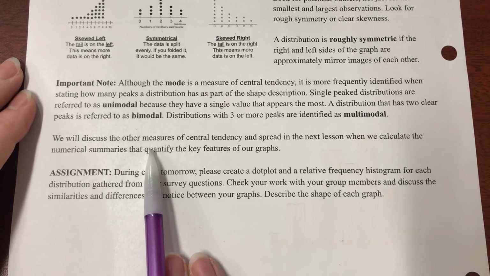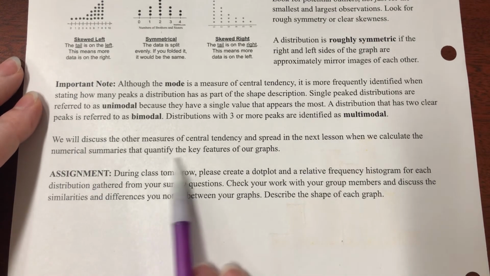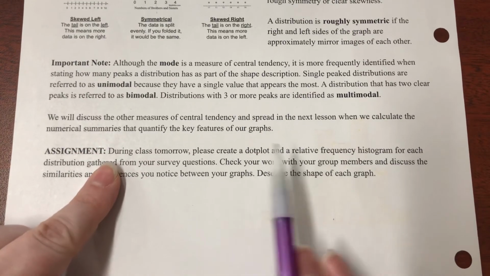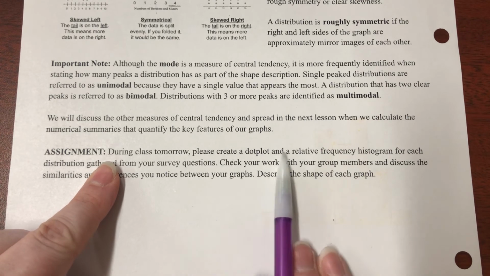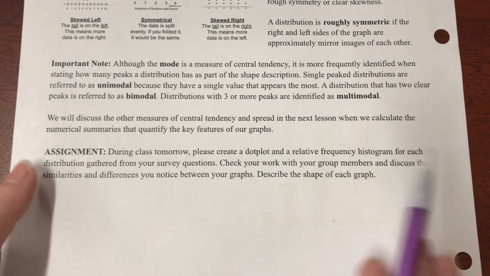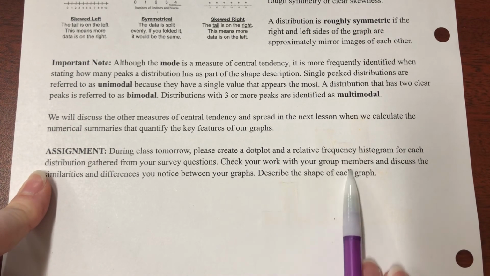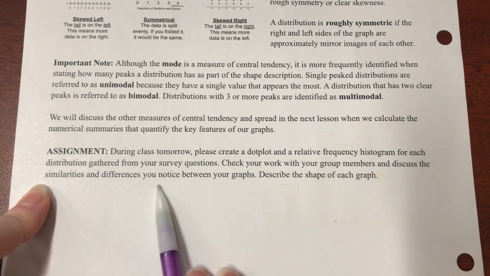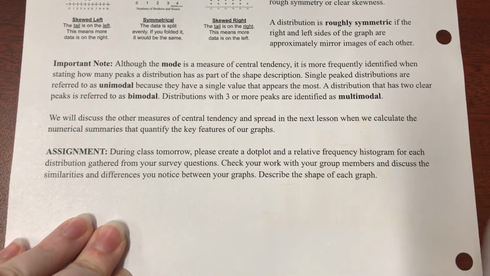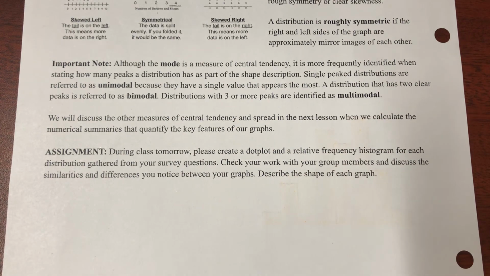We're going to discuss other measures of central tendency and spread in the next lesson when we calculate the numerical summaries that quantify the key features of our graphs. Your assignment: during class tomorrow, please create a dot plot and a relative frequency histogram, so a histogram using percents, for each distribution that you gathered from your survey questions yesterday. Check your work with your group members and discuss any similarities and differences you notice between your graphs. Describe the shape of each graph so that you know how to move forward when you're calculating your summary statistics. We'll see you in class.